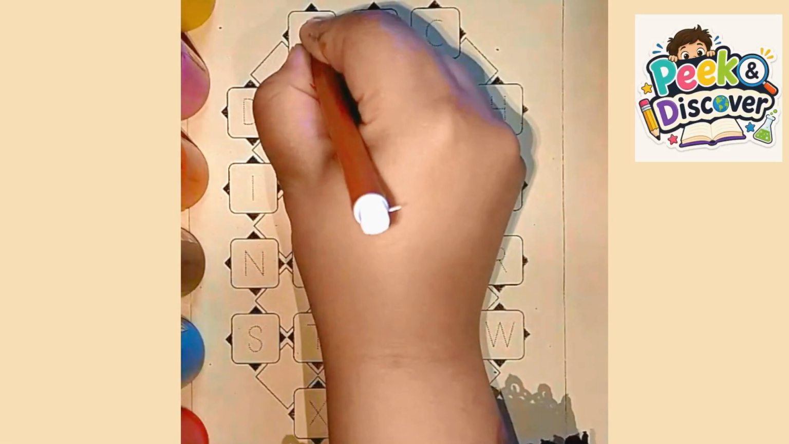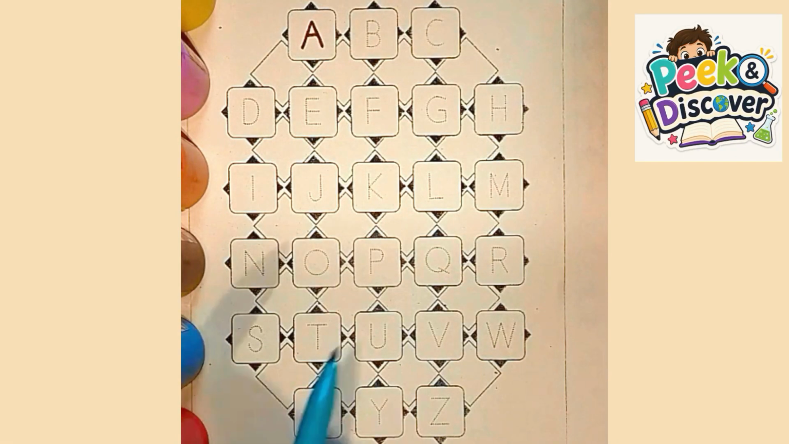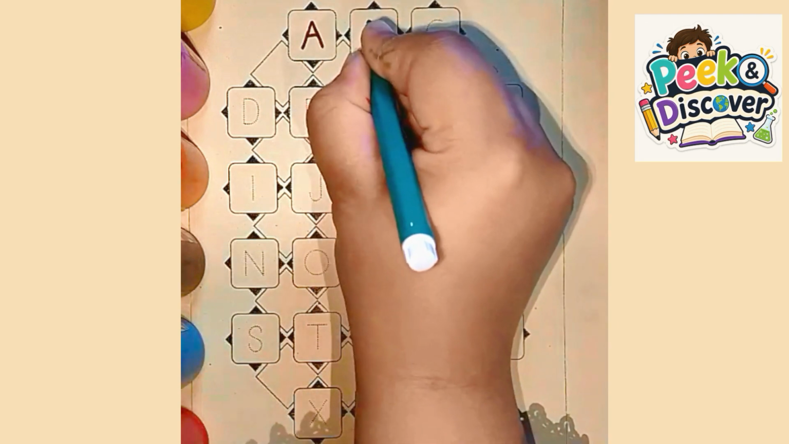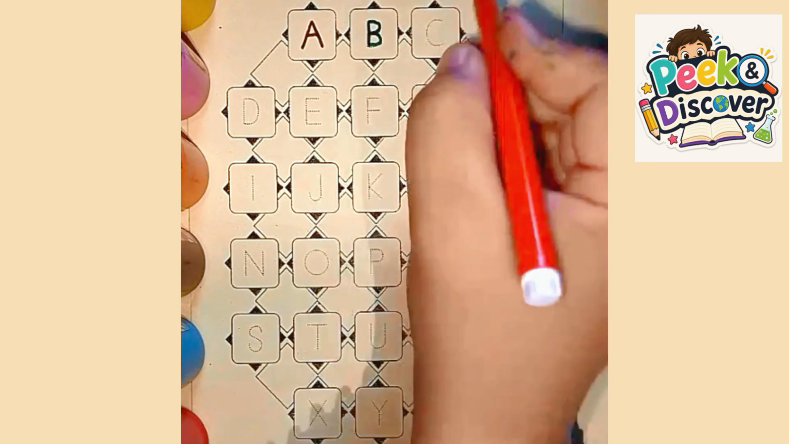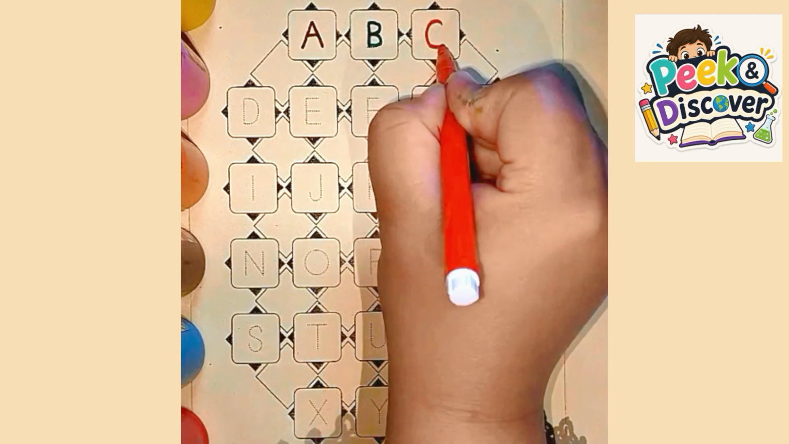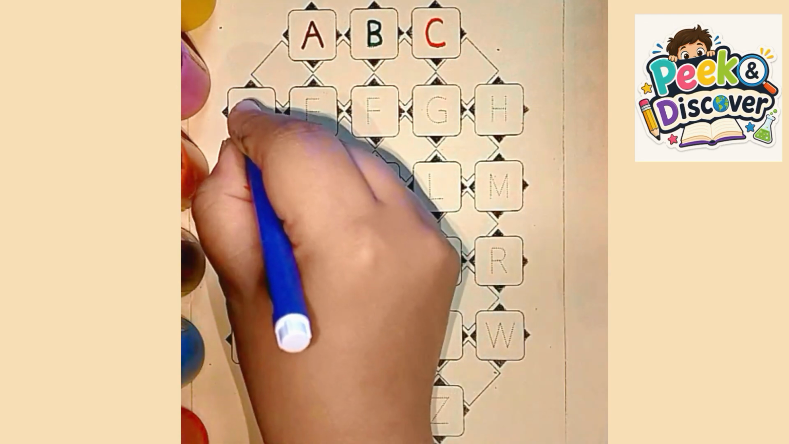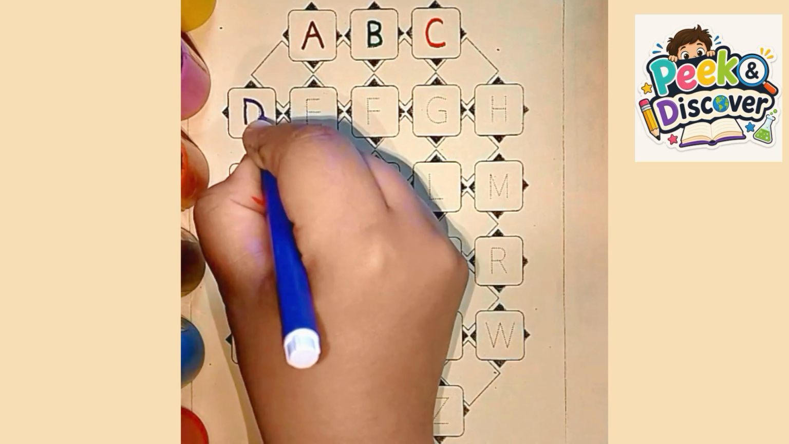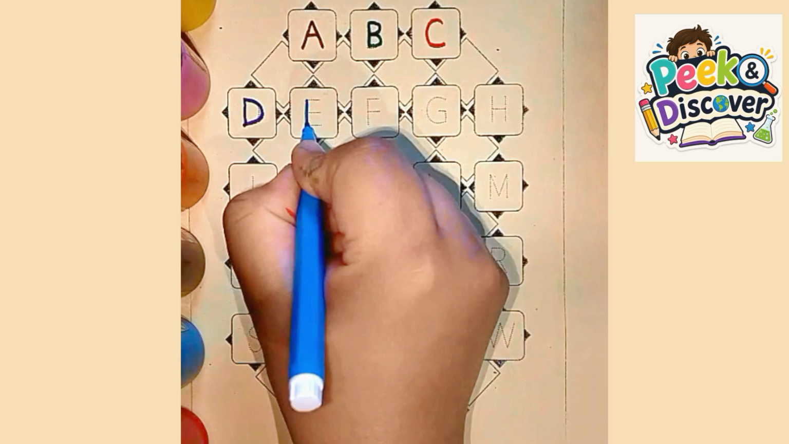A. A is for apple. B. B is for banana. C. C is for candle. D. D is for doll. E. E is for elephant.